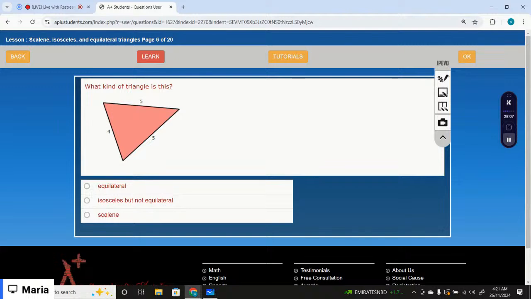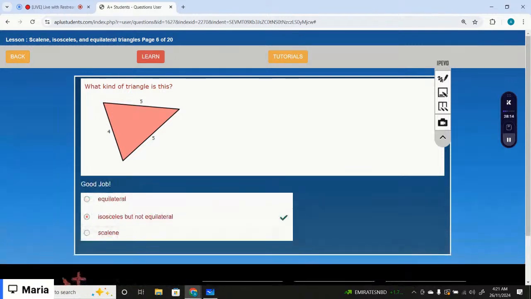That is isosceles but not equilateral, right? Two of the side lengths are equal in measurement, so that is an isosceles triangle but not equilateral.